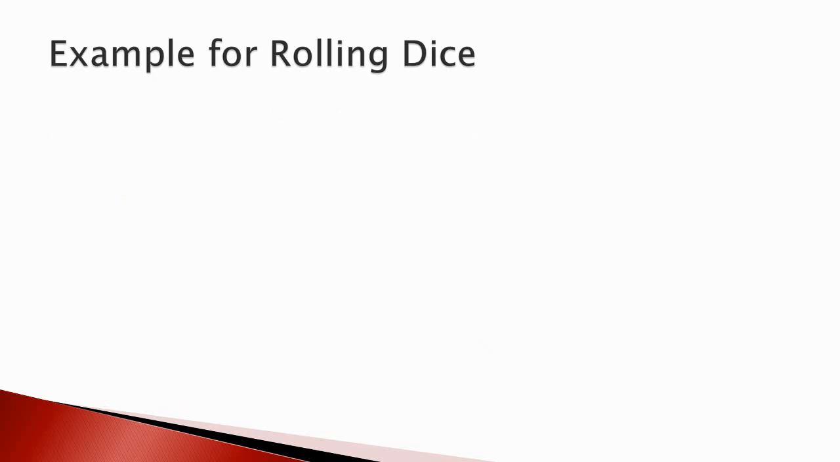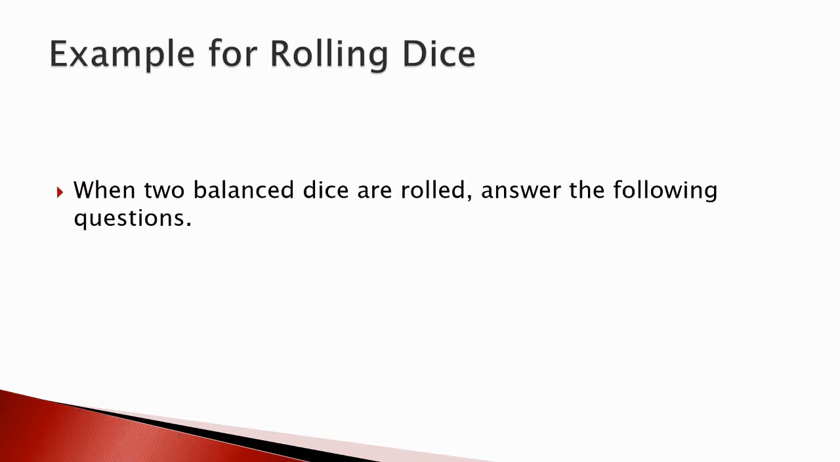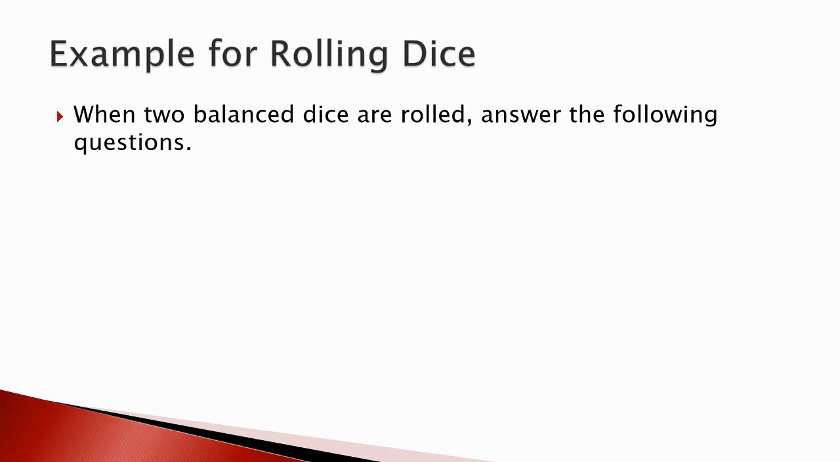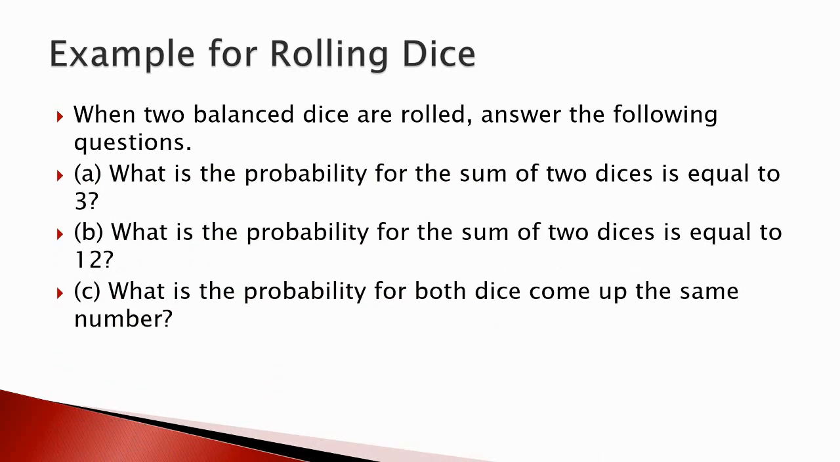Next, we will talk about an example of rolling dice, and we will apply our f over n rule to this example. These are the questions. When two balanced dice are rolled, answer the following questions. A. What's the probability that the sum of two dice is equal to 3? B. What's the probability that the sum of two dice is equal to 12? C. What's the probability that both dice come up the same number?